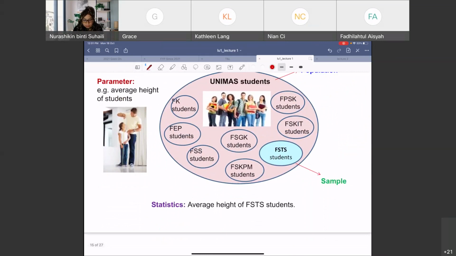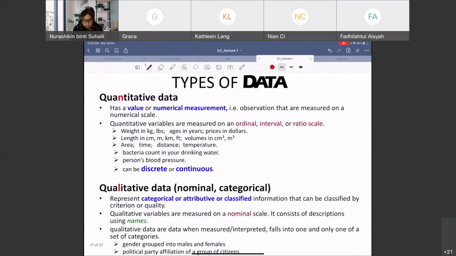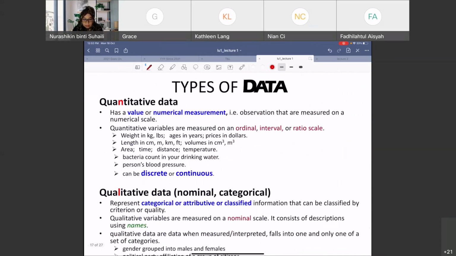Okay, I've covered this as well. Types of data. Yeah, I've mentioned it just now. So in statistics, the data can be divided into two types. The first one is quantitative. You can see the difference is in the name. Another type is qualitative.